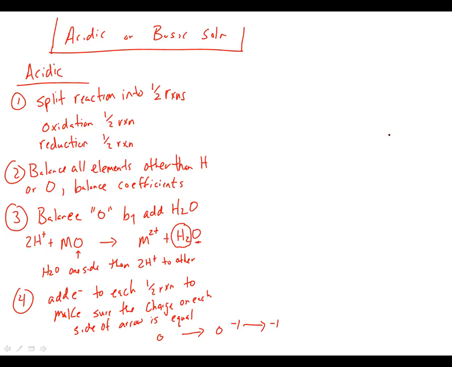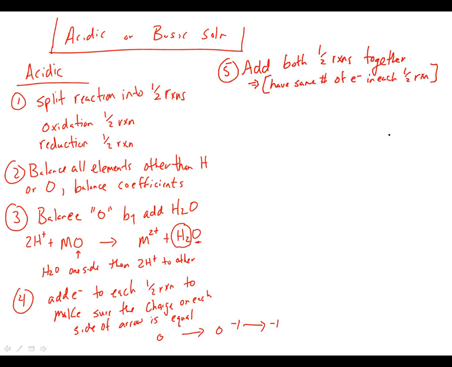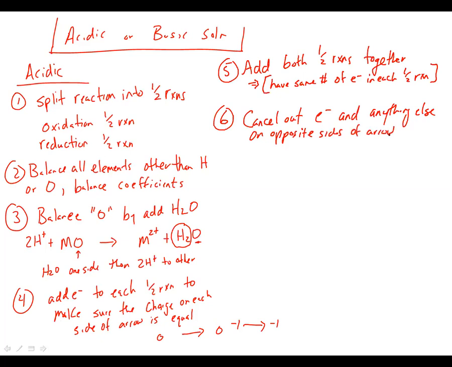Once you've added the electrons, you're now ready to actually add both half reactions together. This may require you to multiply both half reactions by a common number, or by 2 different numbers, to get the electrons to cancel. If you do that correctly, at that point you should have a balanced redox reaction or equation. It should be balanced at that point.